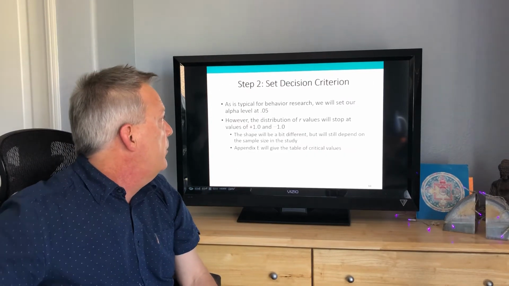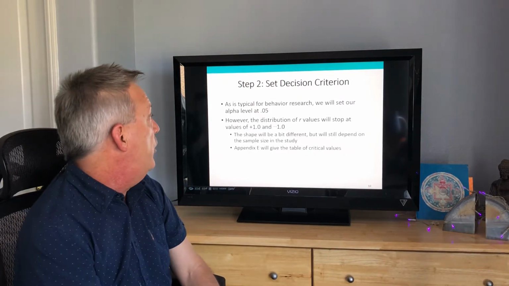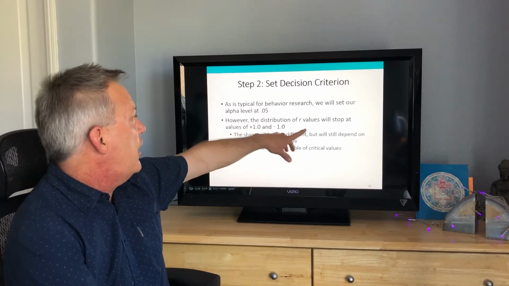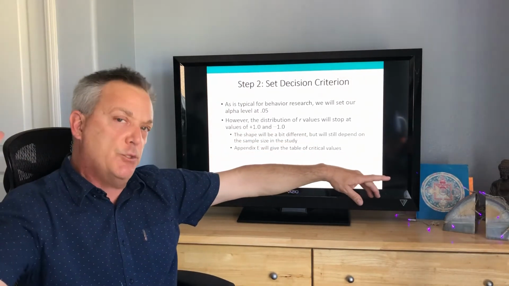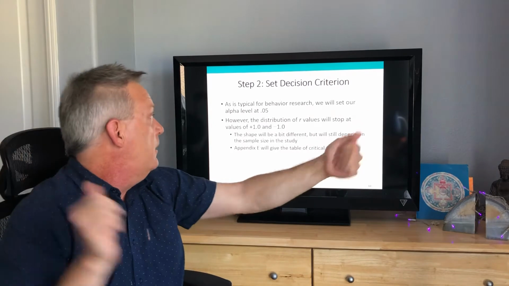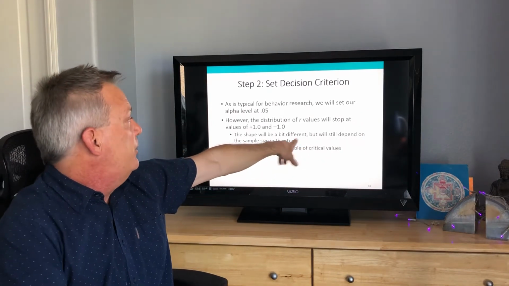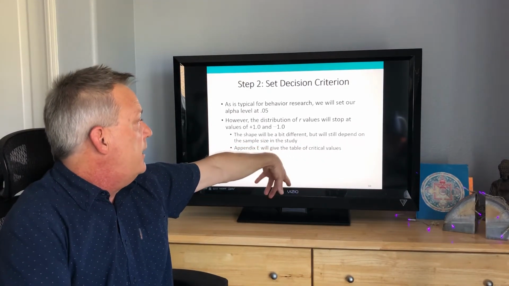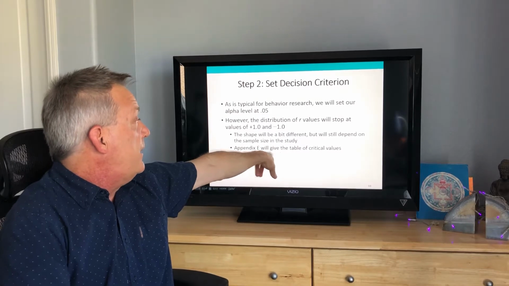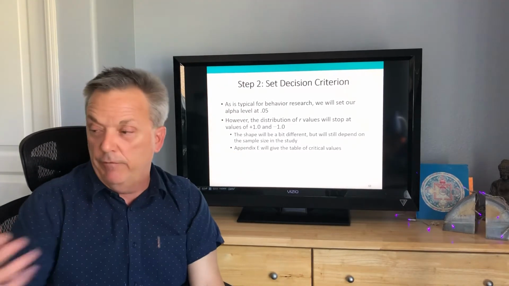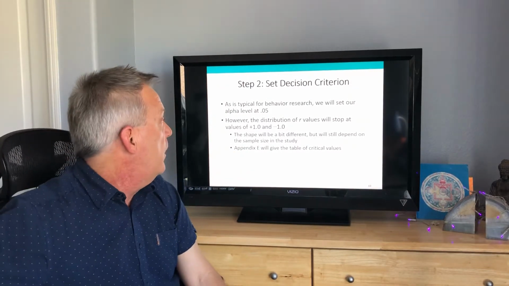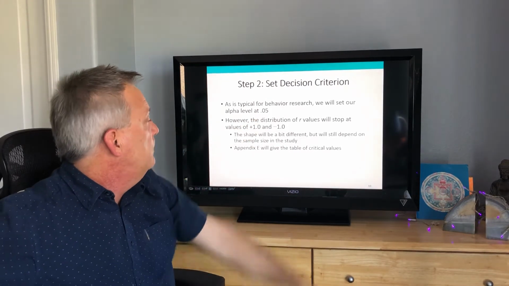As is typical for behavioral research, we'll set our alpha level at 0.05. However, the distribution of R values will stop at a value of +1 and -1, and so the shape will be a little bit different, but will still depend on the sample size in the study. And so thus you'll use Appendix E that will give you the table of critical values for your alpha level.